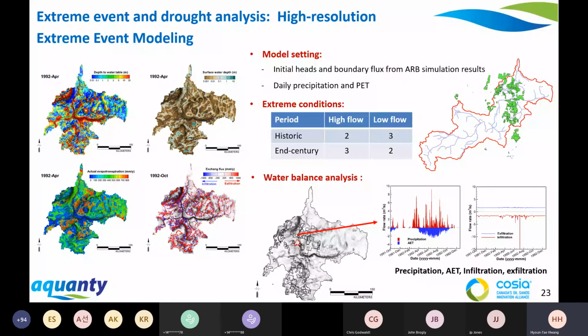We can select a certain oil sand mining site, as you can see in the bottom figure. Then we can customize the water balance, using precipitation, actual evapotranspiration, and exchange flux as well, for each single mining site. Next, please.